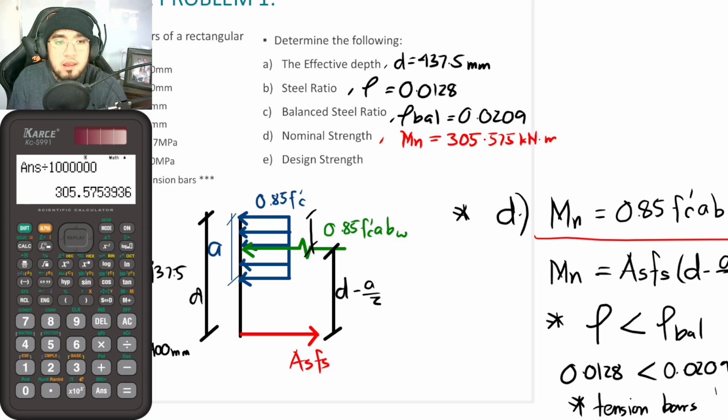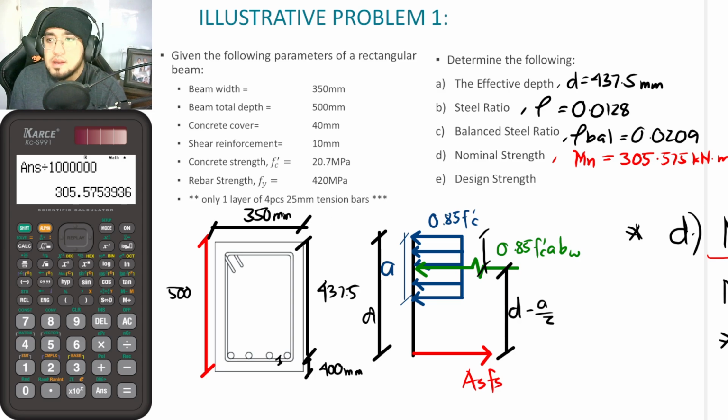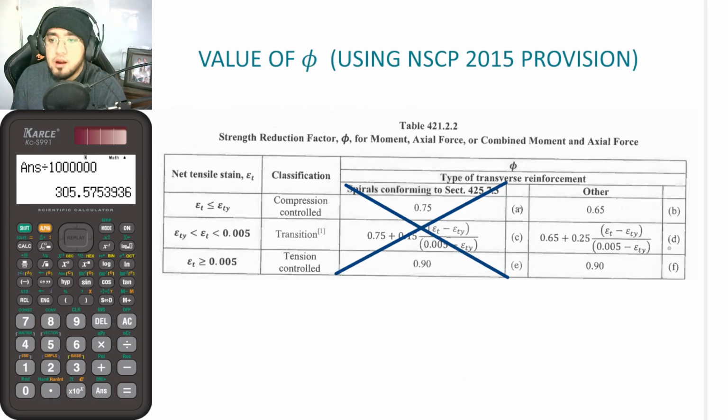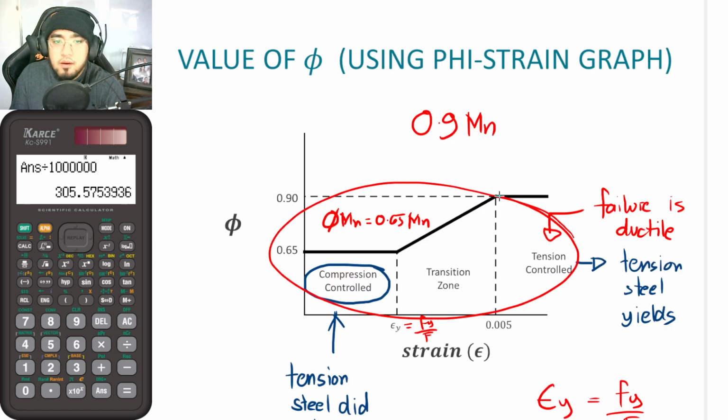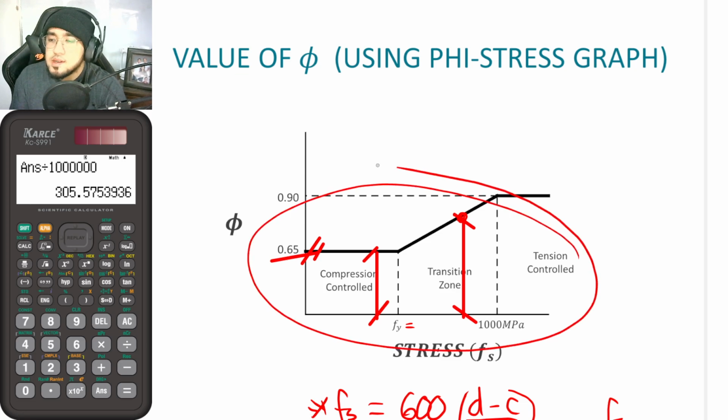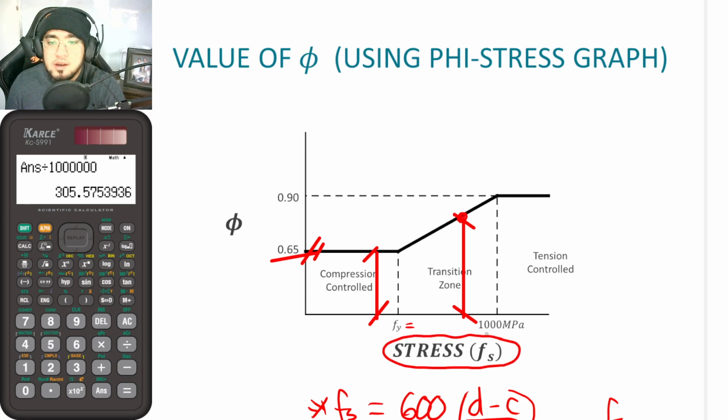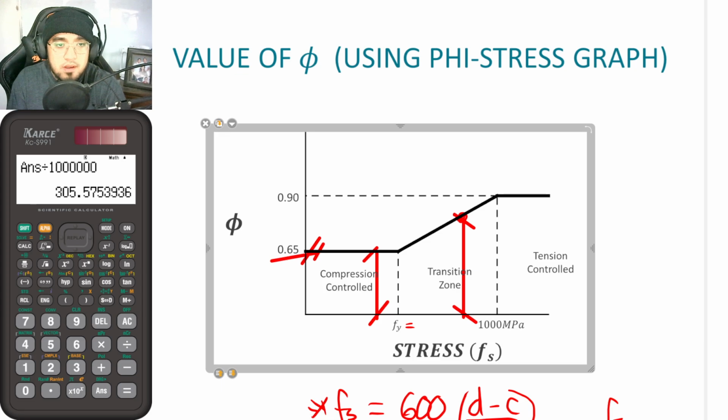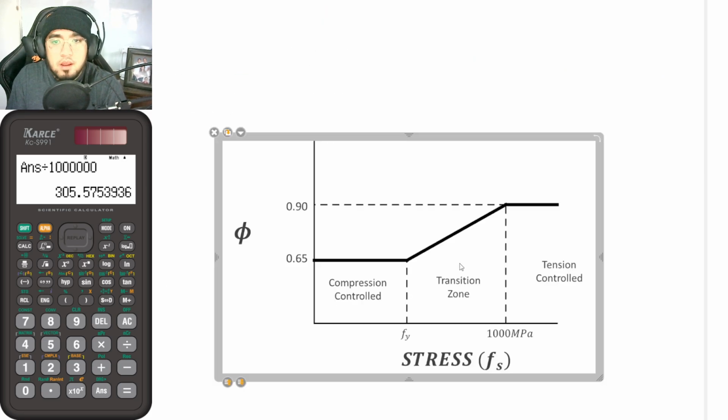So what about the design strength? For the design strength, this is basically equal to phi times the value of Mn. Once again, it will be up to you which one of these methodologies you will be using. It is either you make use of this formula here, or look at this table here via phi and strain. But once again, I would prefer to make use of this graph, which is in terms of stress. So again, this is in terms of Fy, and this is in terms of 1000 megapascals. So if I am now to copy this, maybe here, if I am now to copy it here.